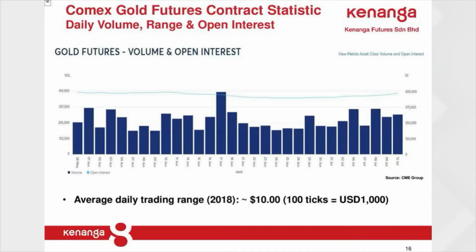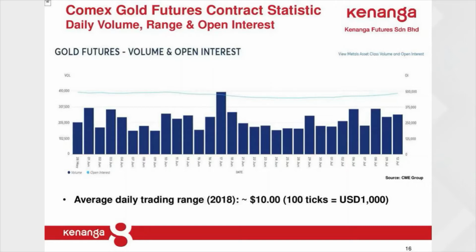And in terms of the activities and volumes, as you can see here, for the last 1.5 years, the volume has been quite active. It's averaging about 200 to 400,000. The peak was 400,000 monthly. And as you can see, the open interest is actually quite stagnant, maintained close to 500,000. So it's very liquid, and it's quite a lucrative market because of its high volume. You can get in and out within seconds.